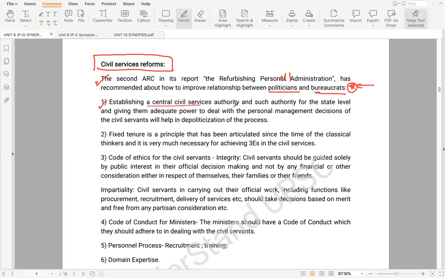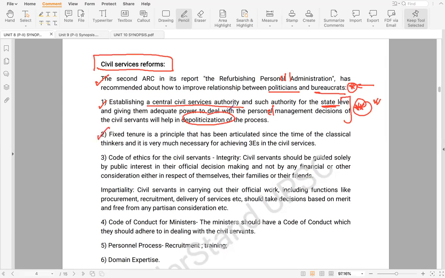Establish a central civil services authority and such an authority for the state level as well, and give them adequate power to deal with personnel management decisions of the civil servants, which will help in the depoliticization of the process. This is one of the most important points: to establish a neutral central civil services authority with adequate powers.